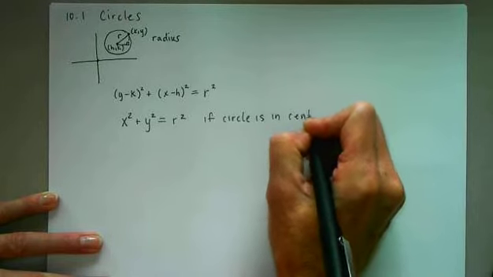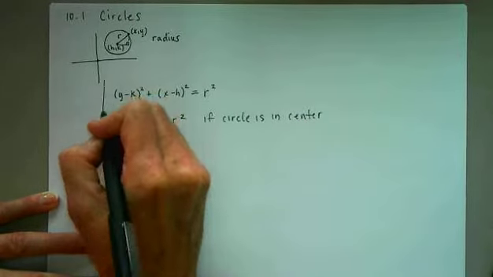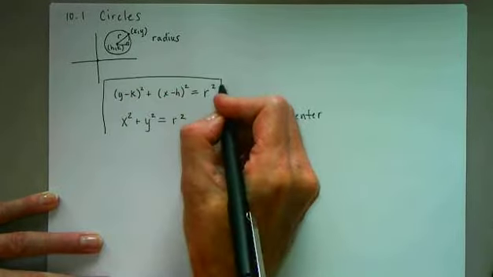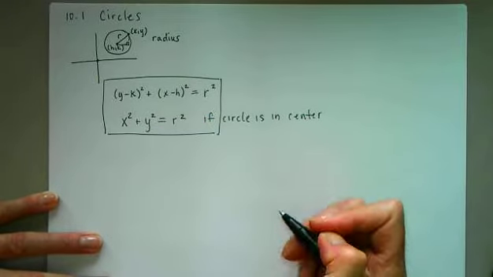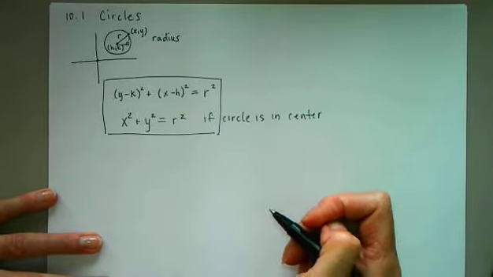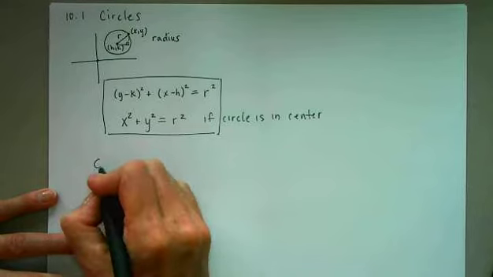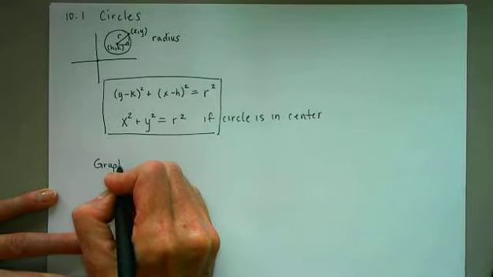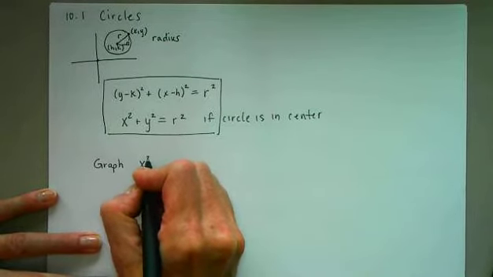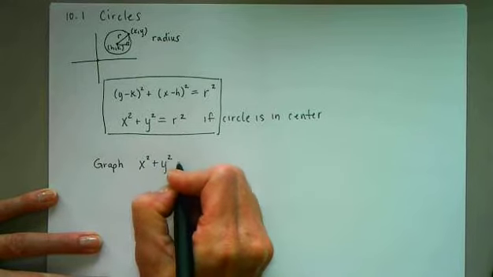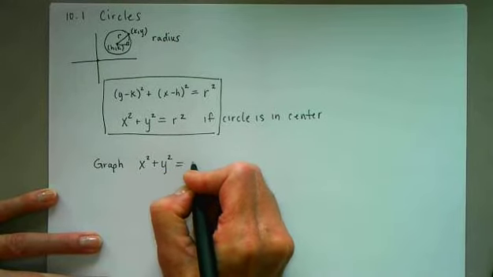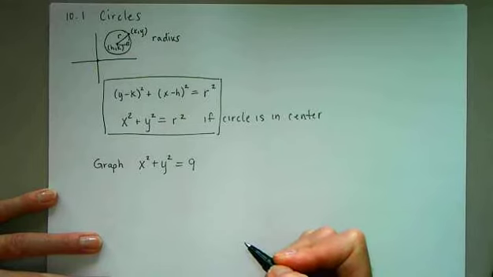And so we want to make sure we know those two equations. Those are the basis of this section, and they're all important. The first thing they're going to do is simply ask you to graph. For example, this is about as simple as it could get, they could ask you to graph x squared plus y squared equals 9.